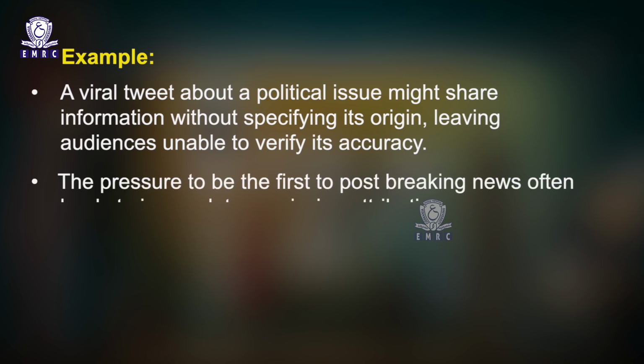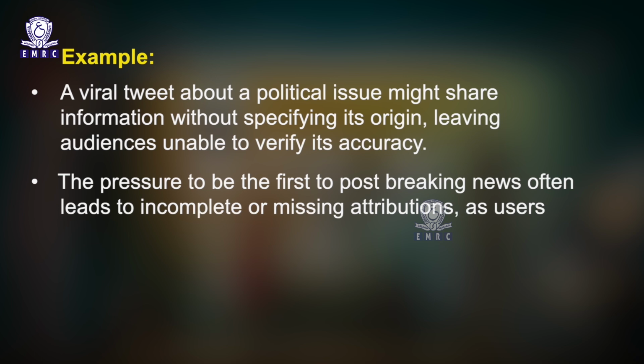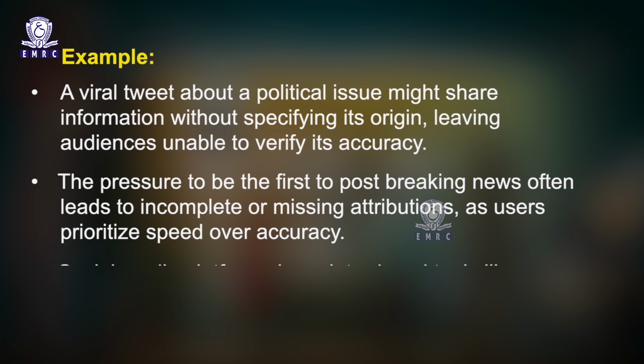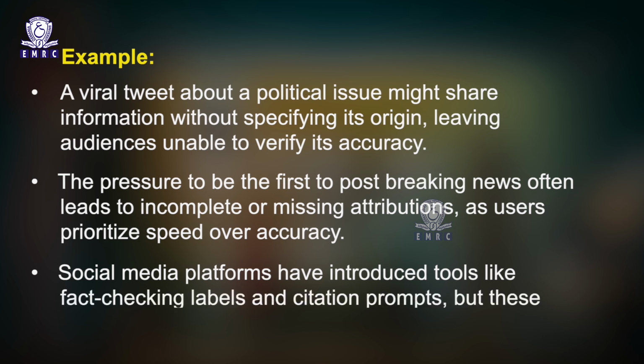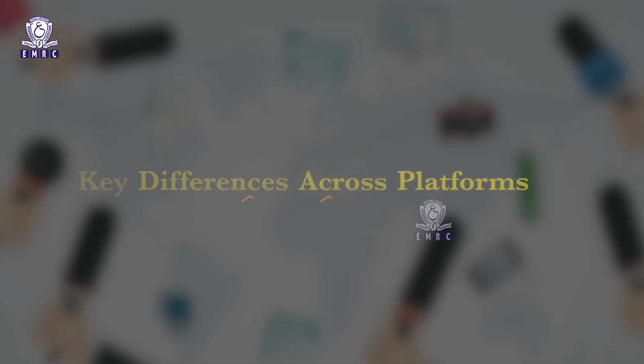The pressure to be the first to post breaking news often leads to incomplete or missing attributions as users prioritize speed over accuracy. Social media platforms have introduced tools like fact-checking labels and citation prompts, but these are not universally enforced. Additionally, content creators may attribute sources informally, such as linking to articles or tagging individuals. The lack of professional oversight on social media contributes to the spreading of misinformation, making attribution a significant challenge.